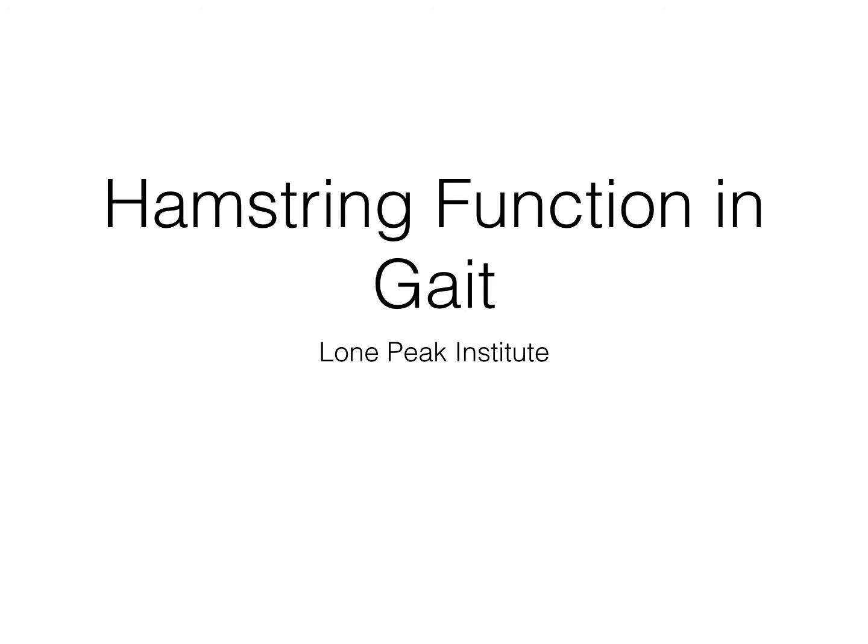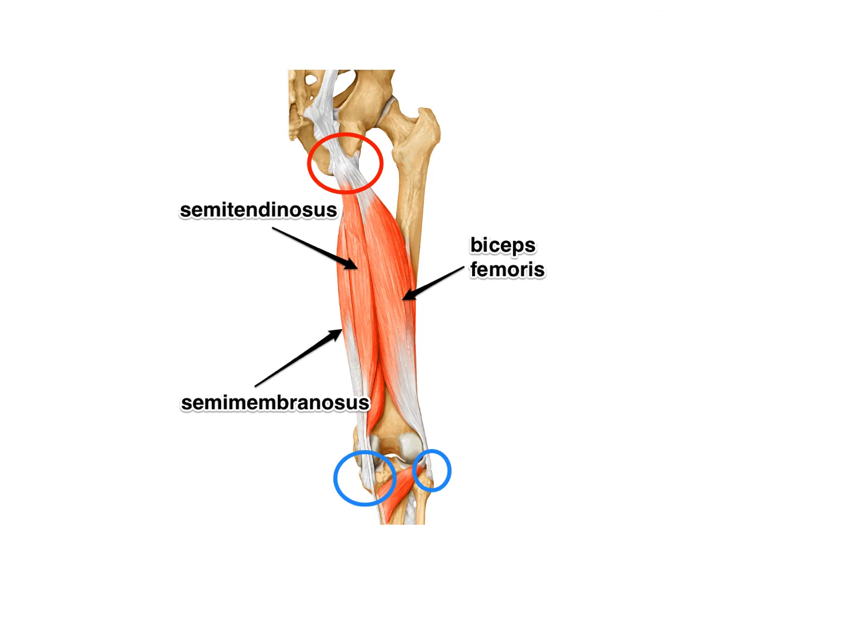This is a short video on the function of the hamstring muscles in gait. If we look at the classic anatomical model of the hamstring, we have a muscle that would extend the hip, flex the knee, and cause internal and external rotation at the knee joint.